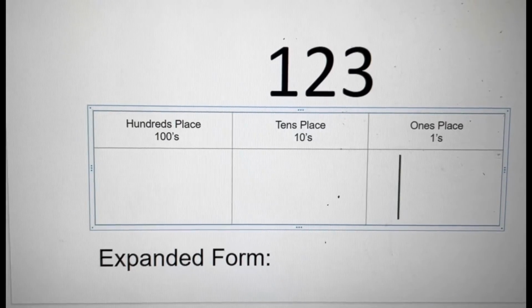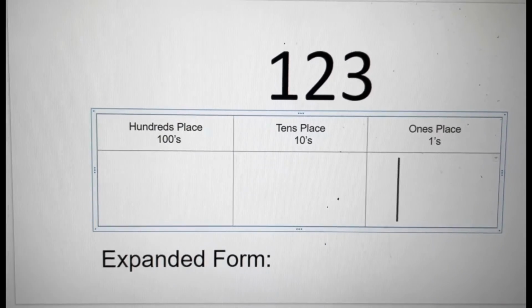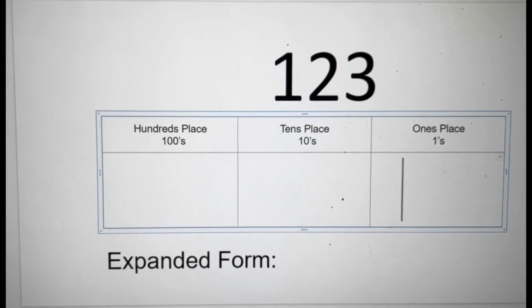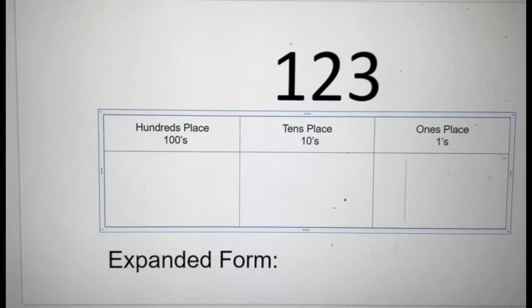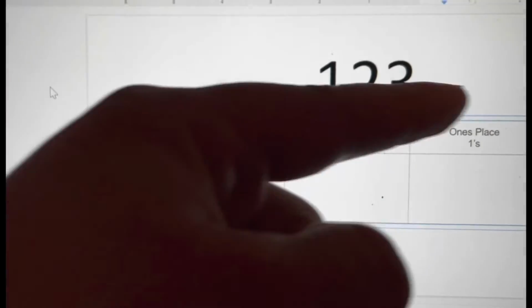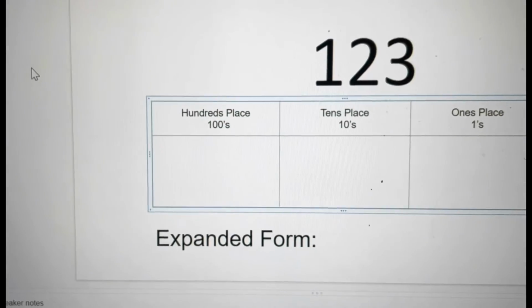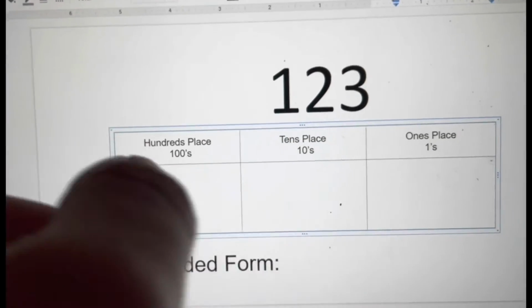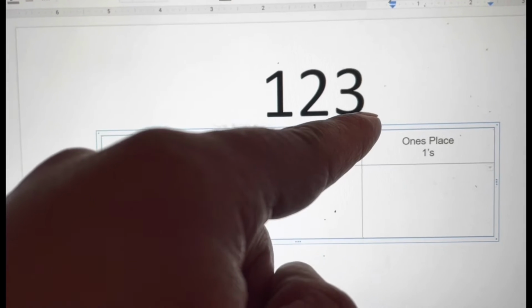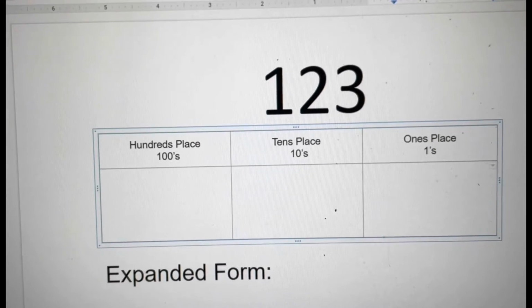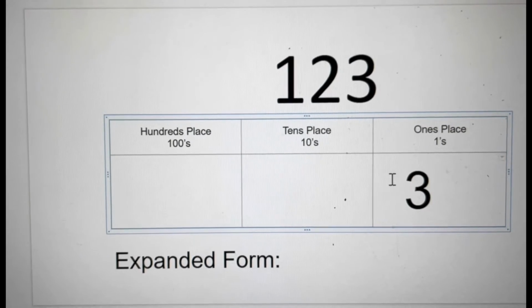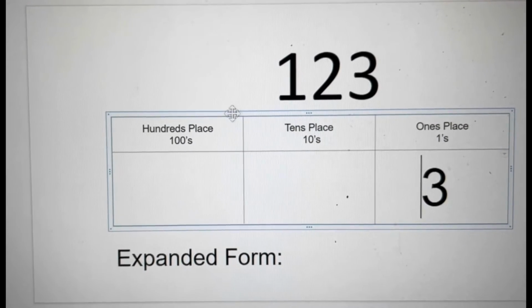So I'm going to start off by identifying the ones place. Now when we look for the ones place, we look for the digit that's all the way to the right. So the digit all the way to the right is a 3. The number in the ones place is a 3. So there's 3 ones in the number 123.